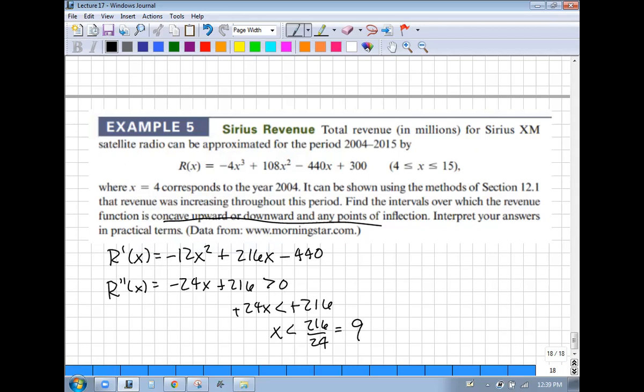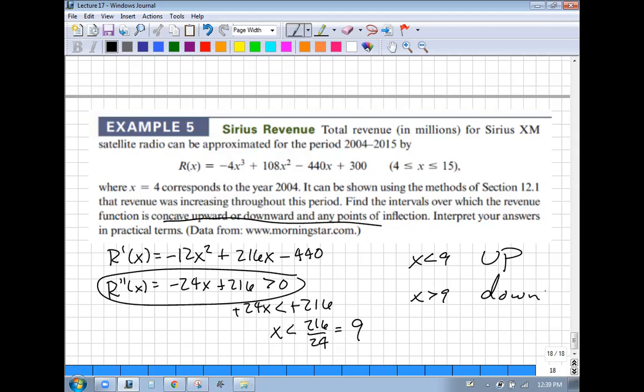So when x is less than 9, the second derivative is positive. That's upward, right? So that means that when x is greater than 9, this thing is downward, right? Because if we solve the inequality for less than, we would find the opposite here. So since it's going from up to down at 9, we have an inflection point.